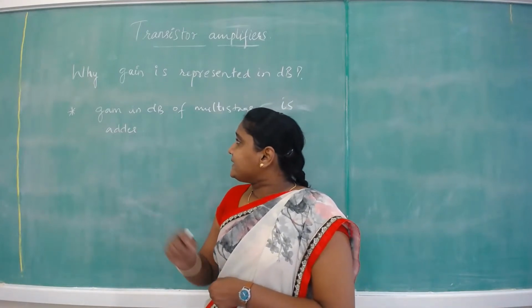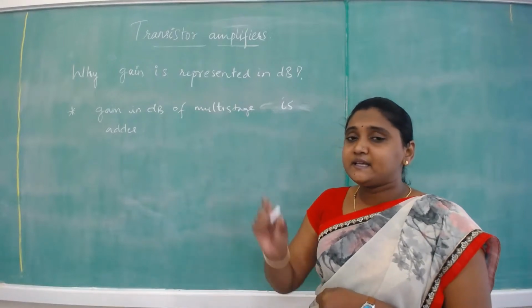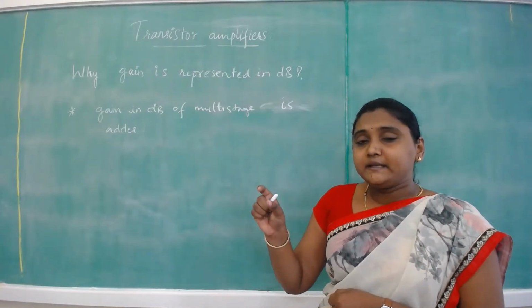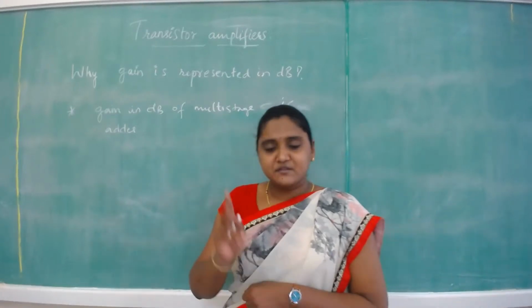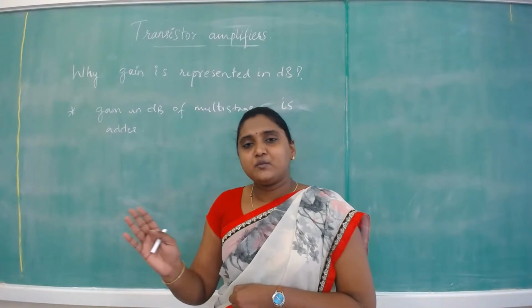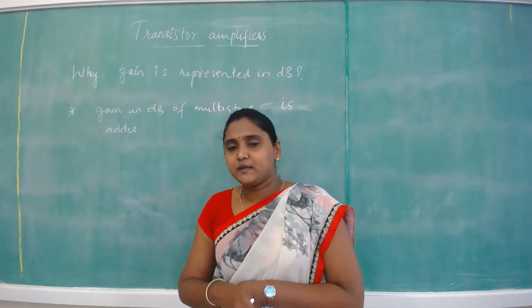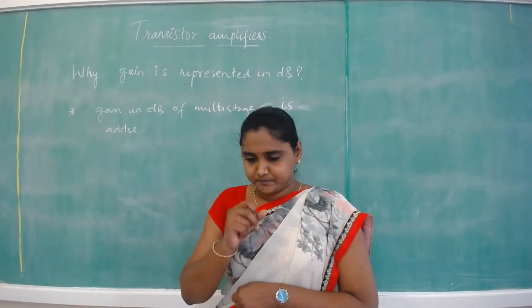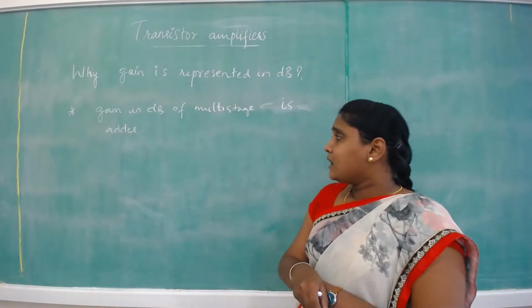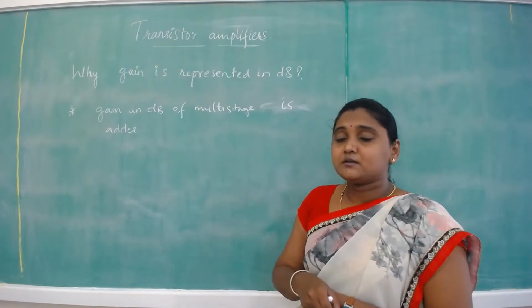But when it is represented in dB, decibels, then each stage gain can be simply added together. That means if we are using a two-stage amplifier, the first one producing a gain of 2 and the second one producing a gain of 3, then it will be simply 5. Okay, just adding them. So this is the other example, the second advantage.